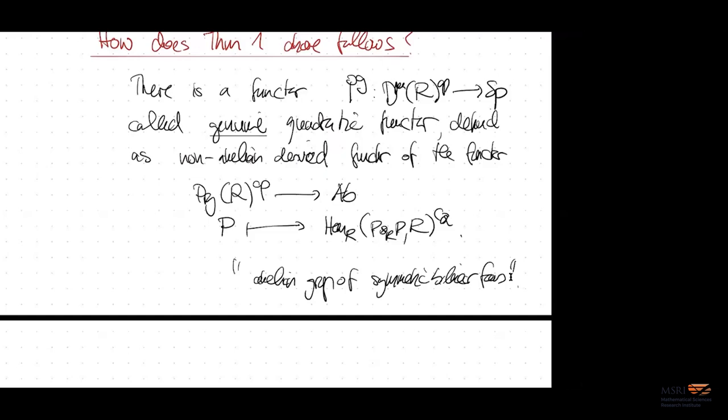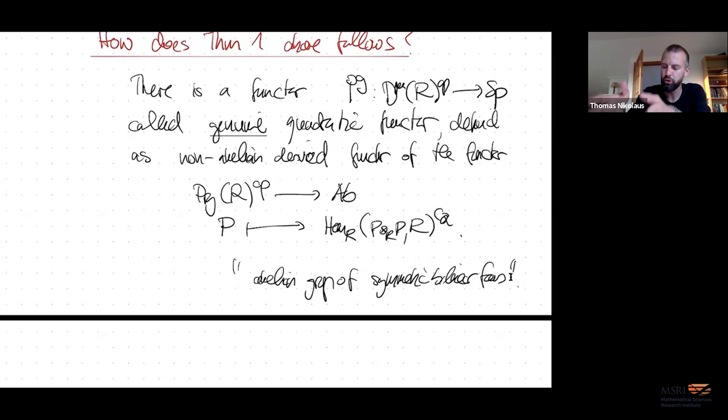Now, what you can do is, Dold-Puppe style, you first do it for simplicial abelian groups. And you get a functor which is defined on the positive derived category. But the point being that the functor that I get is actually quadratic.